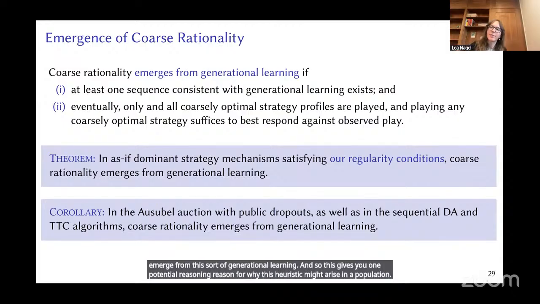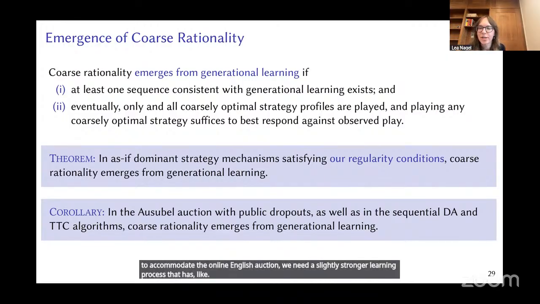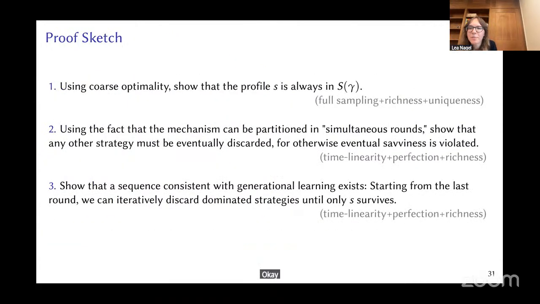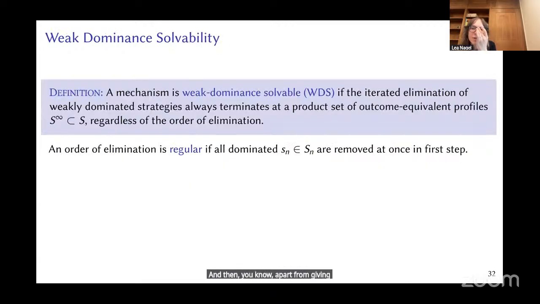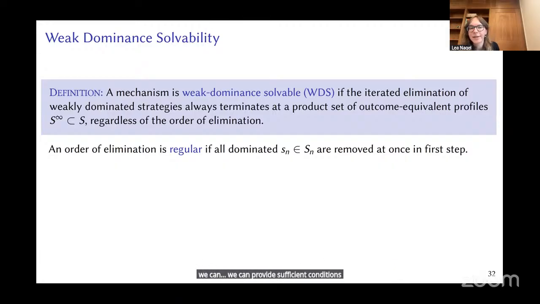The regularity conditions that we need for this are going to be satisfied for the Ausable auction as well as the sequential TTC and DAA algorithms. To accommodate the online English auction, we need a slightly stronger learning process that has one additional condition added to it. Then, apart from giving a learning foundation, this is also going to allow us to show that in all the mechanisms that I discussed earlier, we can provide sufficient conditions that ensure weak dominance solvability.